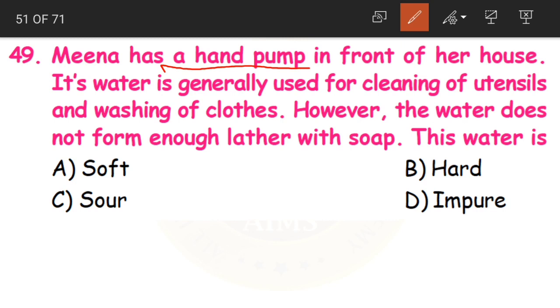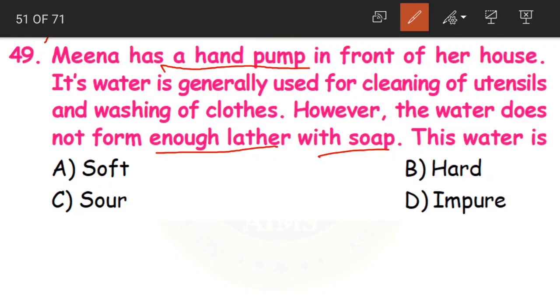So what happened? There was not enough lather with the soap. When she was using the soap to clean her clothes and the utensils, there was not enough lather. That is the foam, children. Now you can see that white color foam from the soap. So this was not enough. She had very little foam.